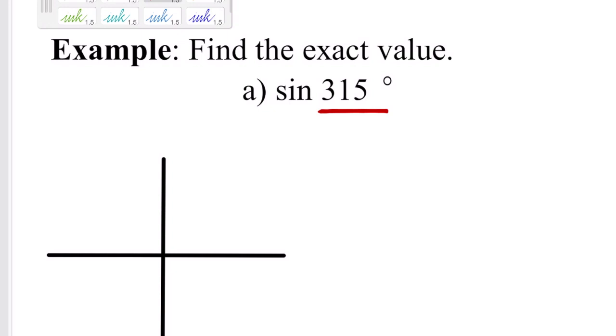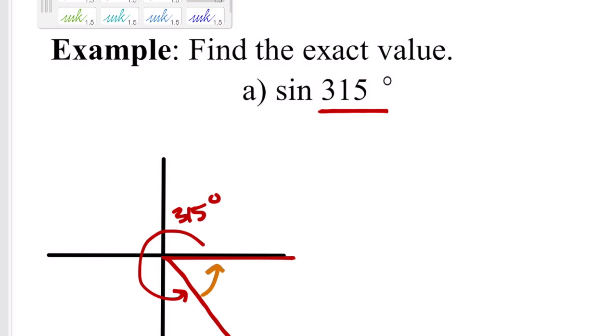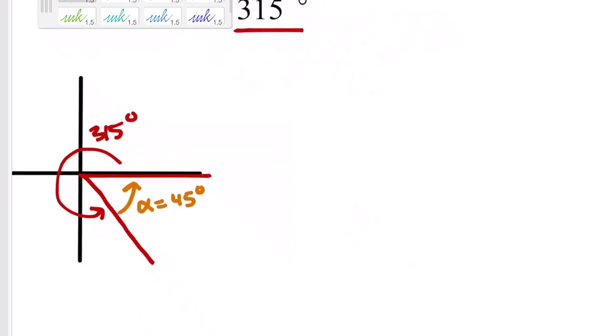So we're going to graph as well as we can 315 degrees, which is in my fourth quadrant. It's in between 270 and 360 degrees. So this is my 315 degrees, which means I need to figure out my reference angle. So if I went the rest of the way to 360, that means I would have moved 45 degrees. So this means I'm looking at a 45, 45, 90 triangle.